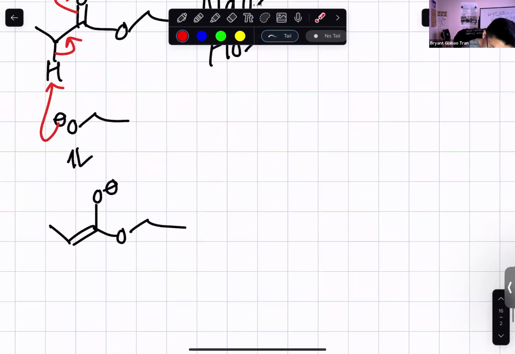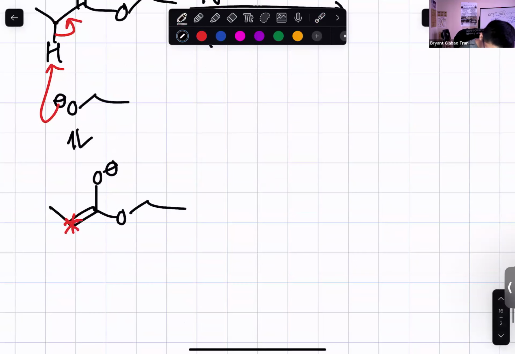Right. But this O minus here is not our nucleophile. It's actually going to be this alpha carbon, because when we do resonance, when we push the bonds to the oxygen and give that carbon a negative charge, the negative charge on the carbon is less stable than the negative charge on the oxygen. And because it's less stable on the carbon, it's more reactive, right? So my star is that alpha carbon right there.